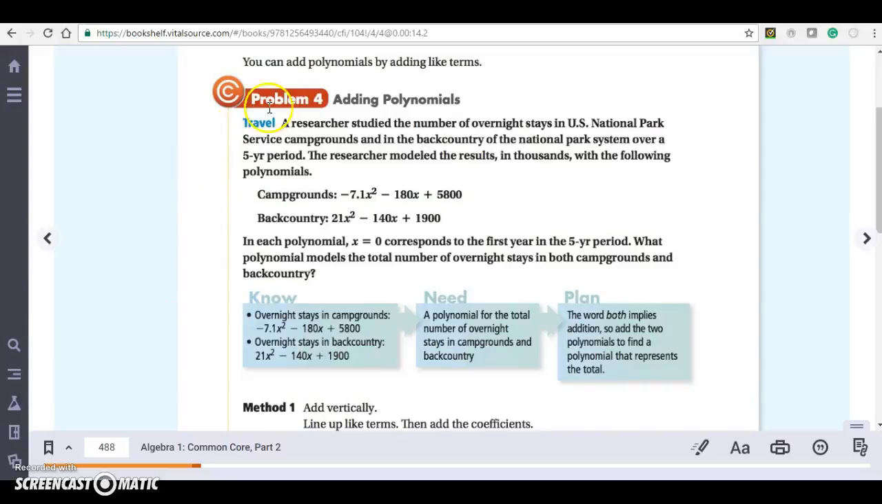Okay, let's take a look at problem 4. You can add polynomials by adding like terms. So, for problem 4, adding polynomials.